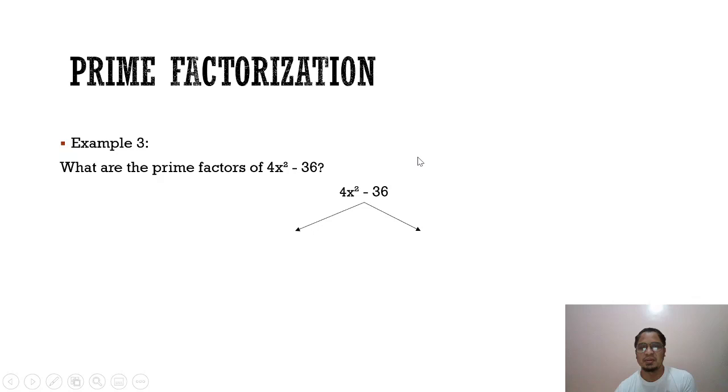Yung 4 at saka 36, pwede natin siyang paghiwalayin. So 4 and then x squared minus 9. If you want to check, multiply mo yung 4 dito: 4x squared, 4 times negative 9, negative 36. And then, let's try to break it down further hanggang sa wala nang matira kundi sarili niya tsaka 1. So yung 4 natin pwede pong 2 times 2. Yung 2 natin wala na siyang ibang factor kundi sarili niya tsaka 1. So prime factors natin dalawa.